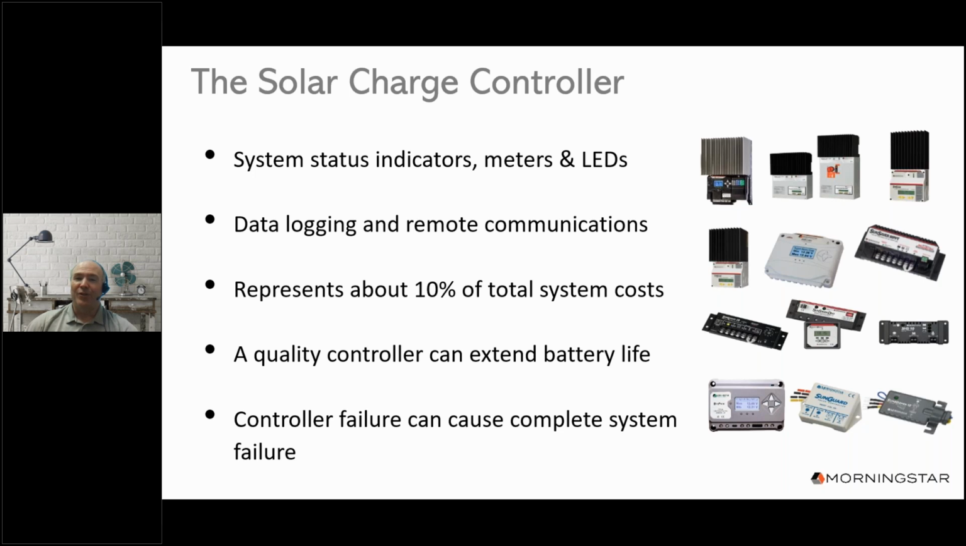The charge controller generally represents about 10% of your total system costs, and a good controller will extend battery life, so that's very important. Batteries can be about 40% of your first-time costs and about 80% of your lifetime costs, and a poor controller can cause battery failure and complete failure with your entire solar system.